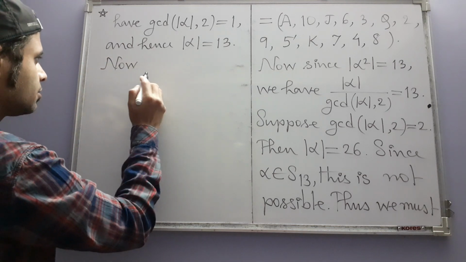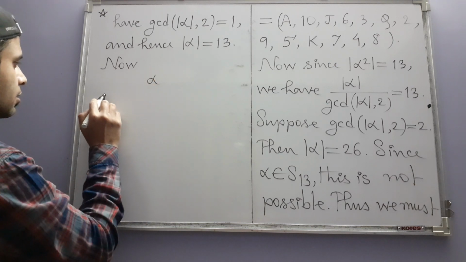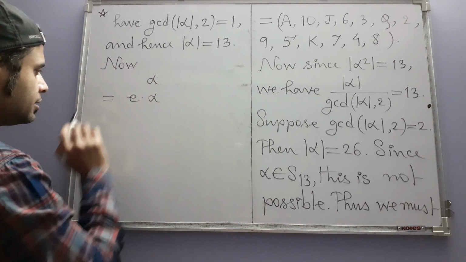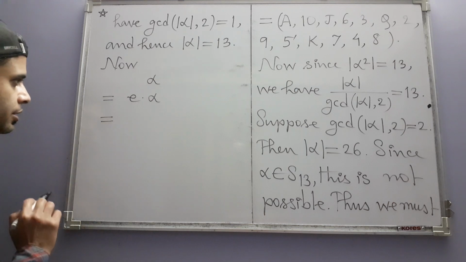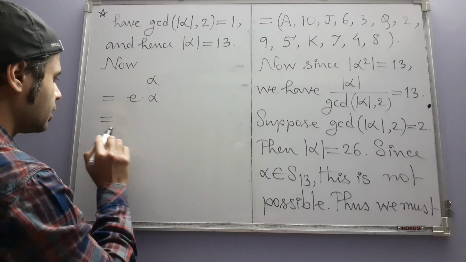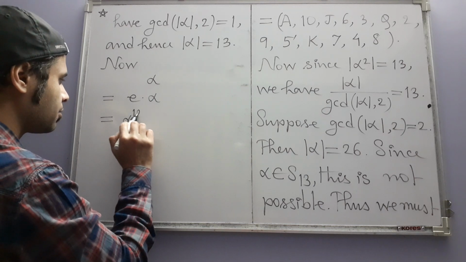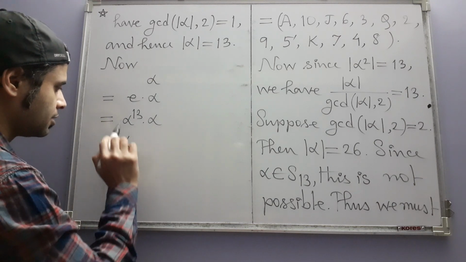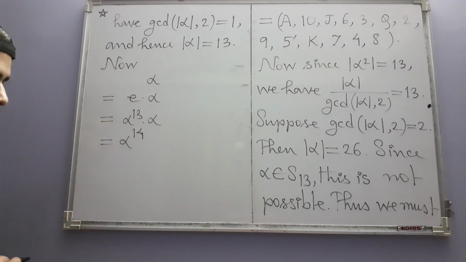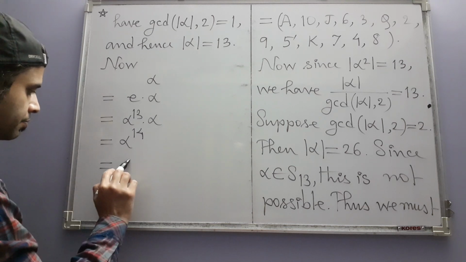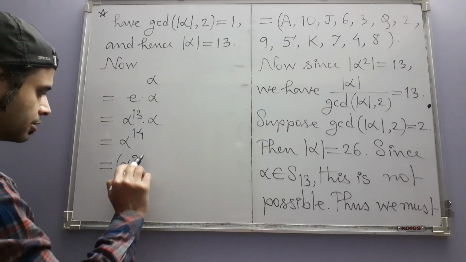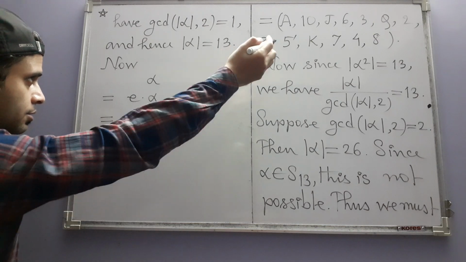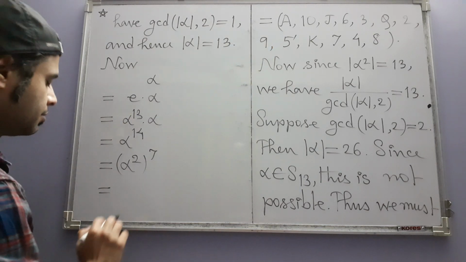How? Like this. You see, alpha can be written as the identity element times alpha, the identity permutation times alpha. Now because alpha has order 13, this will be equal to the 13th power of alpha times alpha. That will be identity. But now by one of the rules of exponents, this becomes the 14th power of alpha, which using the other rule of exponents is this. But now we know what alpha square is. It is that 13 cycle. So let's write it here.